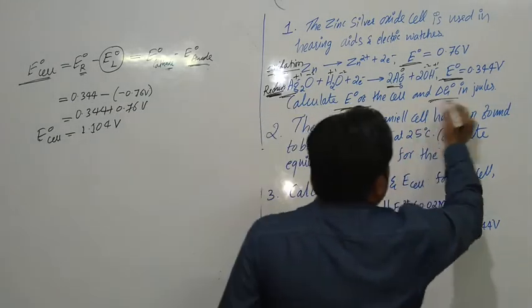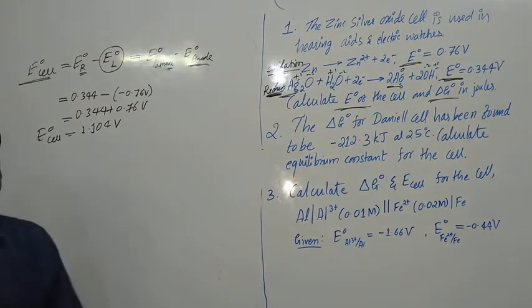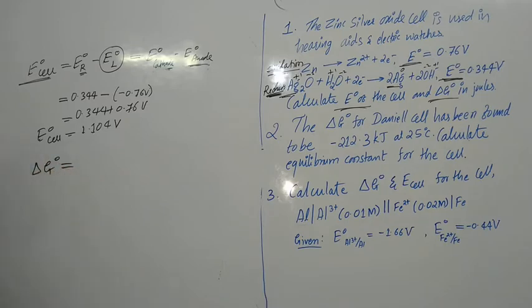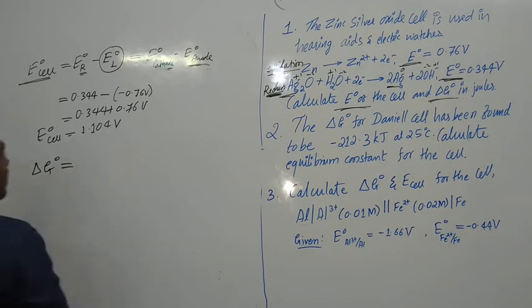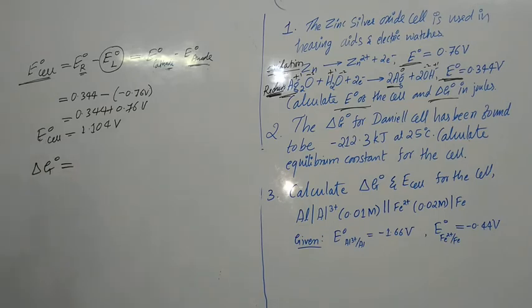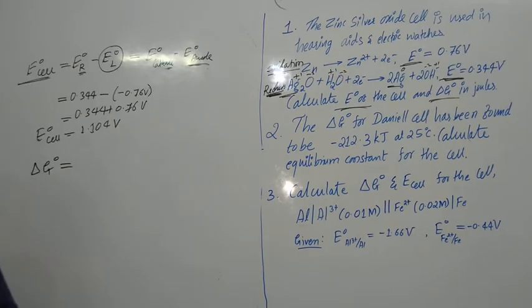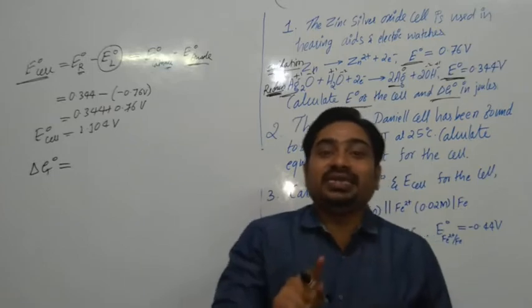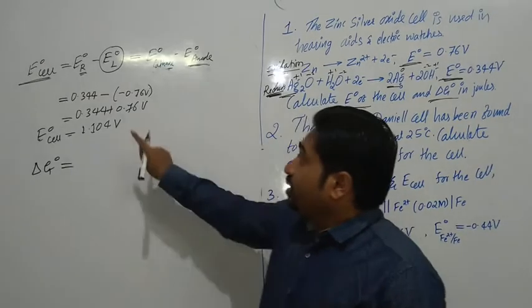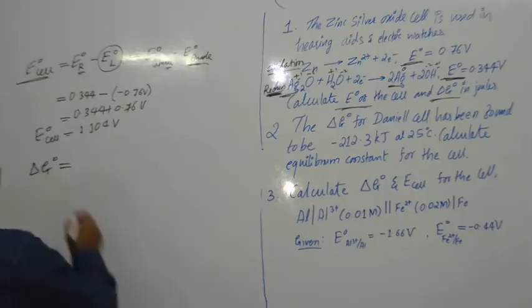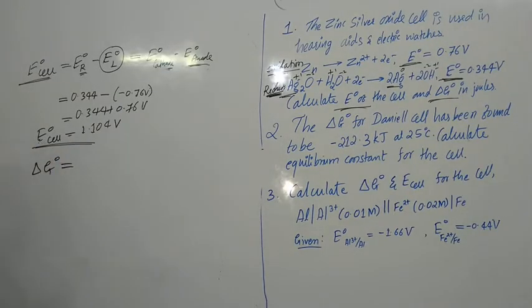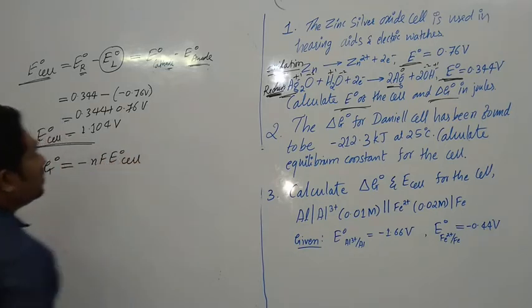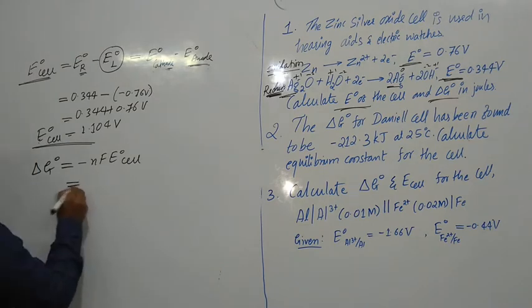E is over. Now next we have to calculate delta G naught. What is the formula to calculate delta G naught? Delta G naught is equal to, I have got two equations, minus nF E0 cell, that is my first formula, and there is one more formula, delta G naught is equal to minus RT ln K. Here which formula do I have to use? Here I got the value of E0 cell, so I have to use minus nF E0 cell. Okay, next.